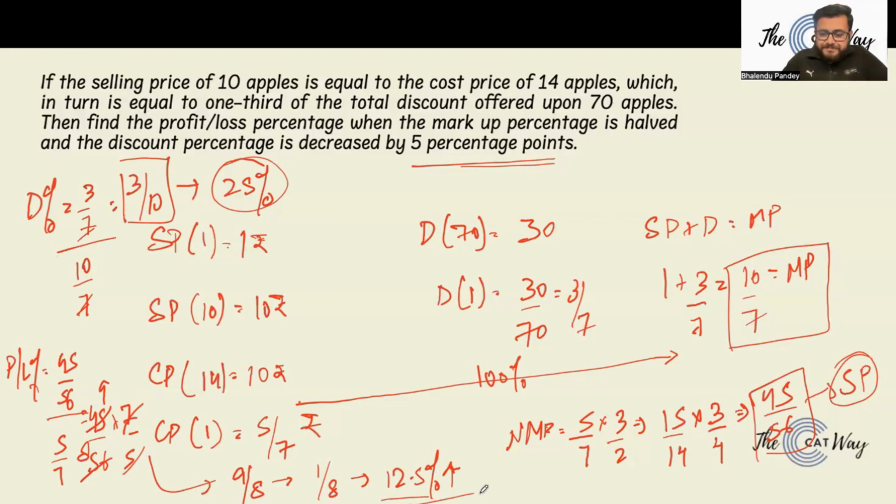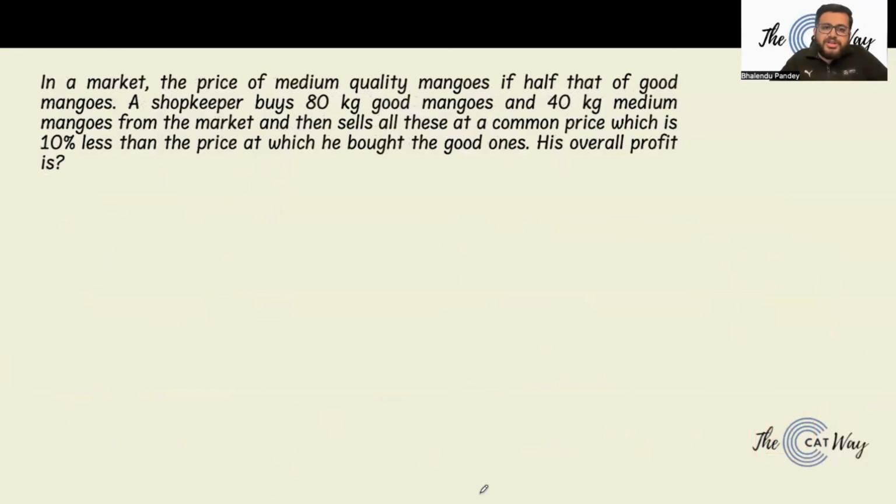A very good question. Moving on to the last question for this video. So in a market, the price of medium quality mangoes is half of that of good quality mangoes. A shopkeeper buys 80 kg good mangoes and 40 kg medium mangoes from the market and then sells all these at a common price which is 10% less than the price at which he bought the good ones. His overall profit percentage is.